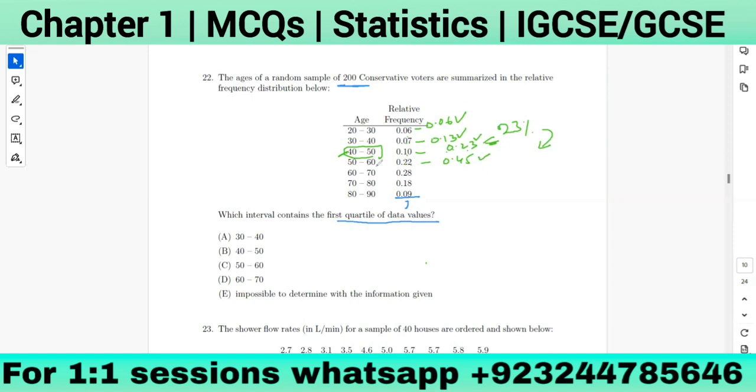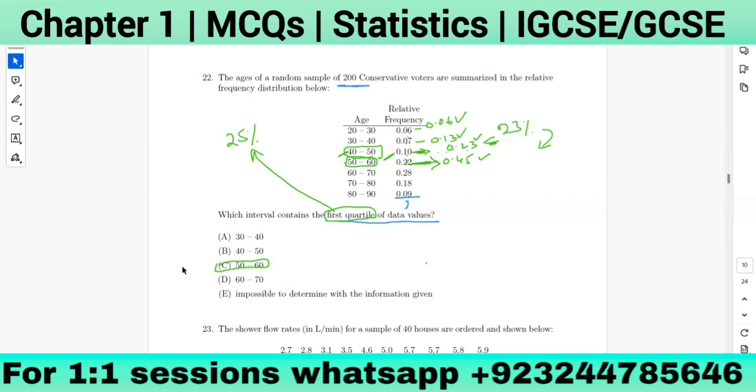So you are interested in 25% of the data values because you're talking about the first quartile, and the first quartile represents 25% of the data values. So 25% of the data values fall in this interval, because this is the maximum leading to 0.45 and this is the minimum leading to 0.23. So it's between 50 and 60. Because it's a relative frequency, it's directly giving us the proportions, which are basically indirectly the percentages.